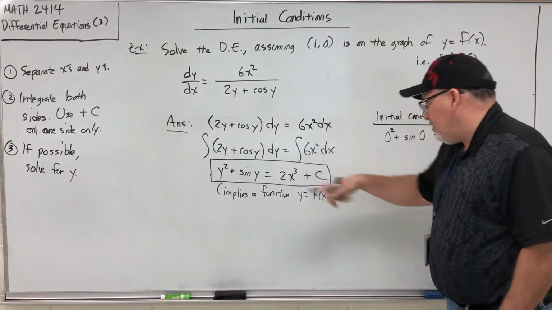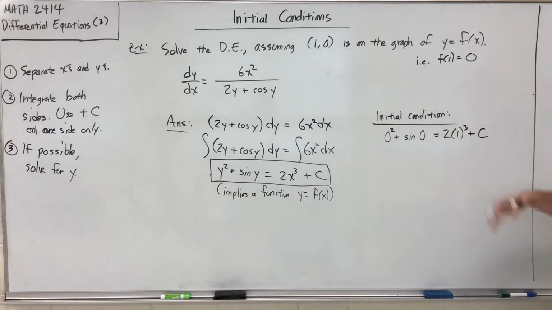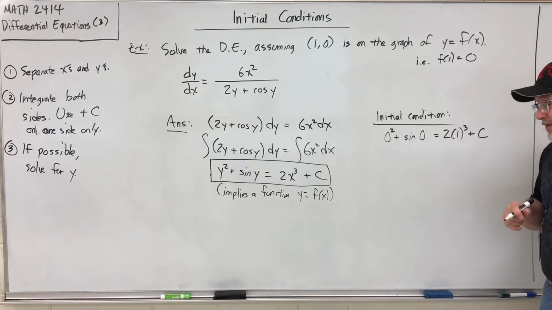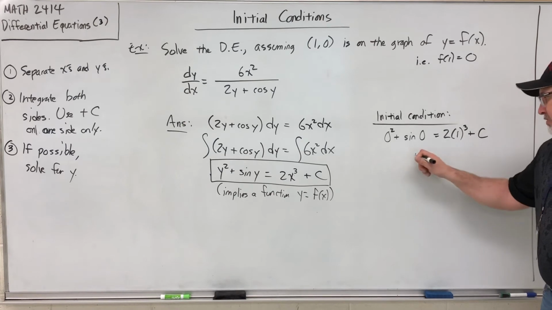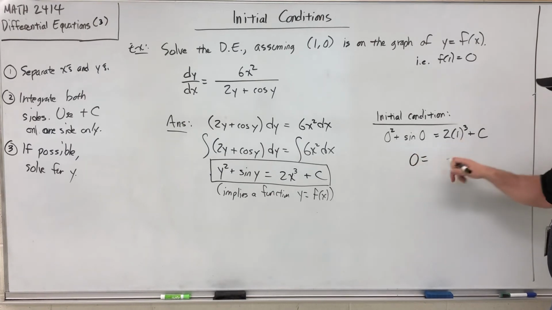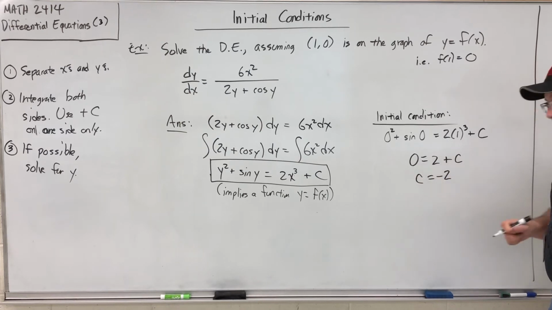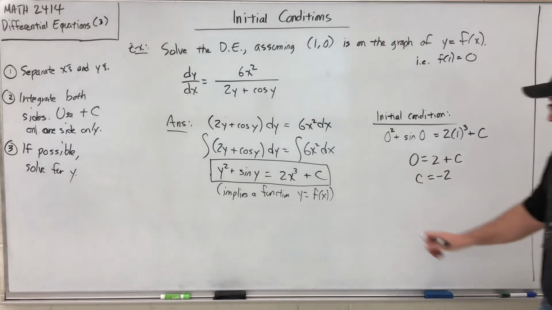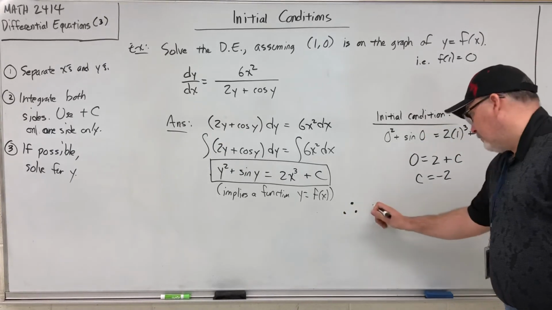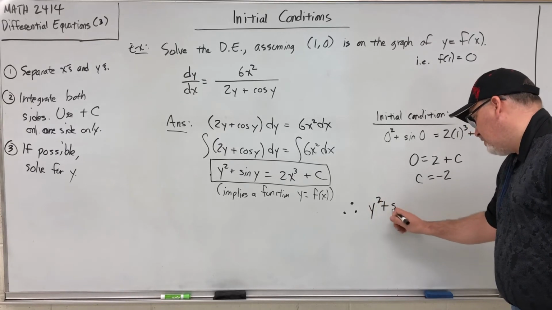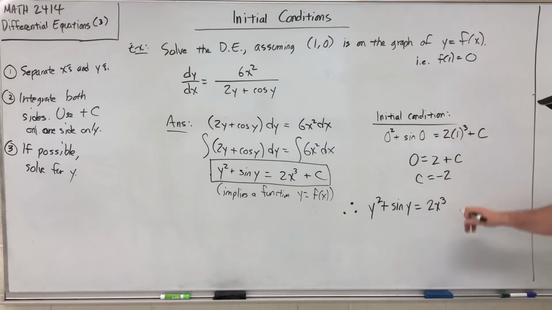Put the 1 in here, we get 2 times 1 cubed plus c. And now the only unknown is the constant. We can just solve for it by evaluating everything. Sine of 0 is 0. 0 squared is 0. 0 plus 0 is 0. 1 cubed is 1 times 2 is 2. And if we solve that, we get that our constant has to be negative 2 to satisfy this initial condition. Therefore, our particular solution to this differential equation is y squared plus sine of y is equal to 2x cubed, and our constant is minus 2.